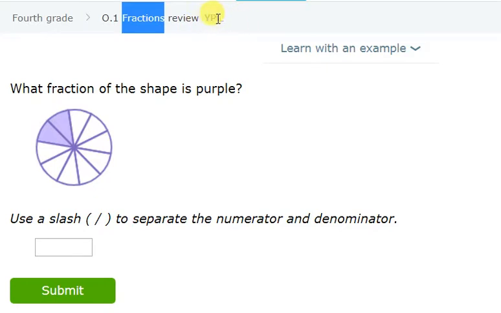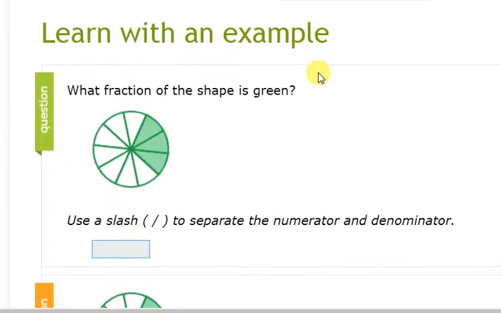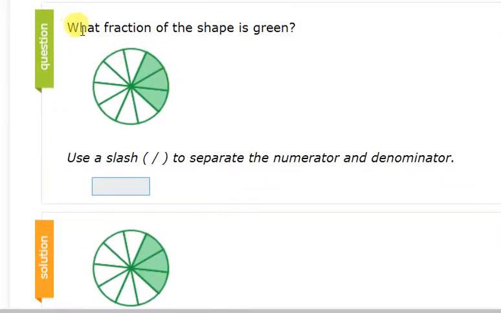The code of the skill is YPL. So you can simply search it in the search bar and you will have this skill for practicing. First, let me open this example here. Okay, so what is written? What fraction of the shape is green? Out of this shape, what fraction is shaded green? You need to write this in fraction.